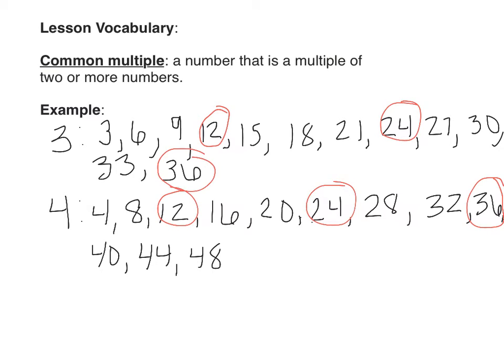And that's it. So, the common multiples of 3 and 4 are 12, 24, and 36. And that's it. Please pause and write the lesson vocabulary and example in your notebook.